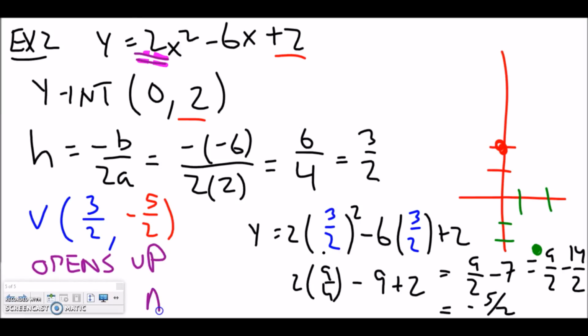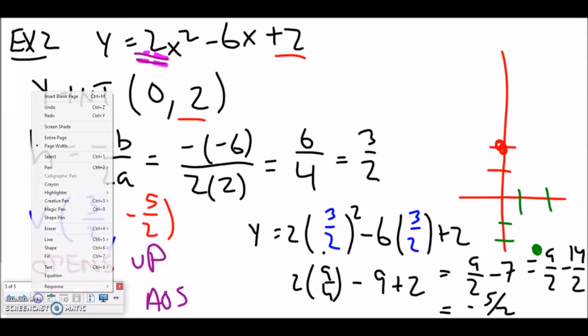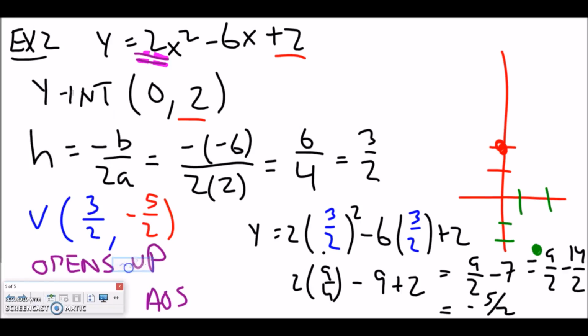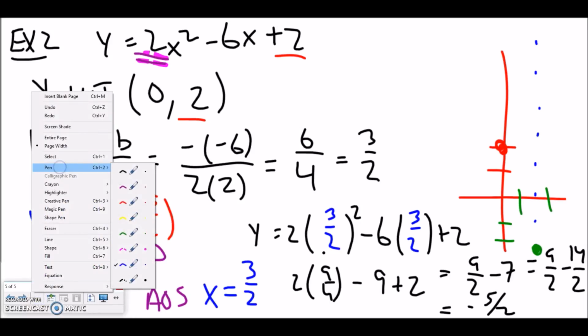If we wanted to know the axis of symmetry, we get that from the x-coordinate of the vertex. X just equals 3/2. So those two, we just have to look and know. Remember, if we wanted to do that dashed line there. What else can we do? We can do the reflective point.